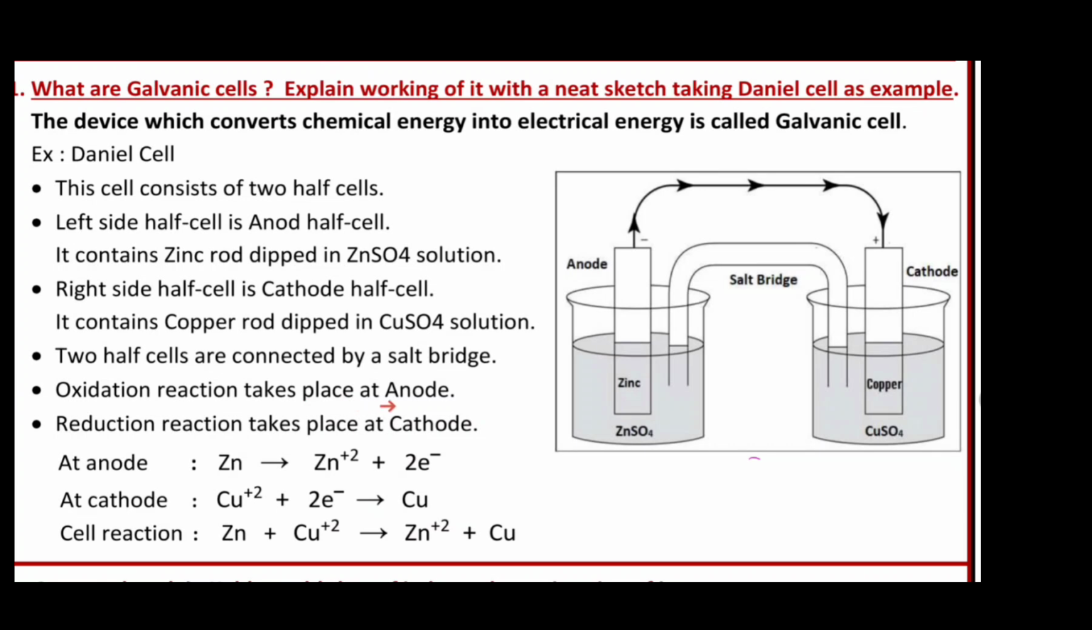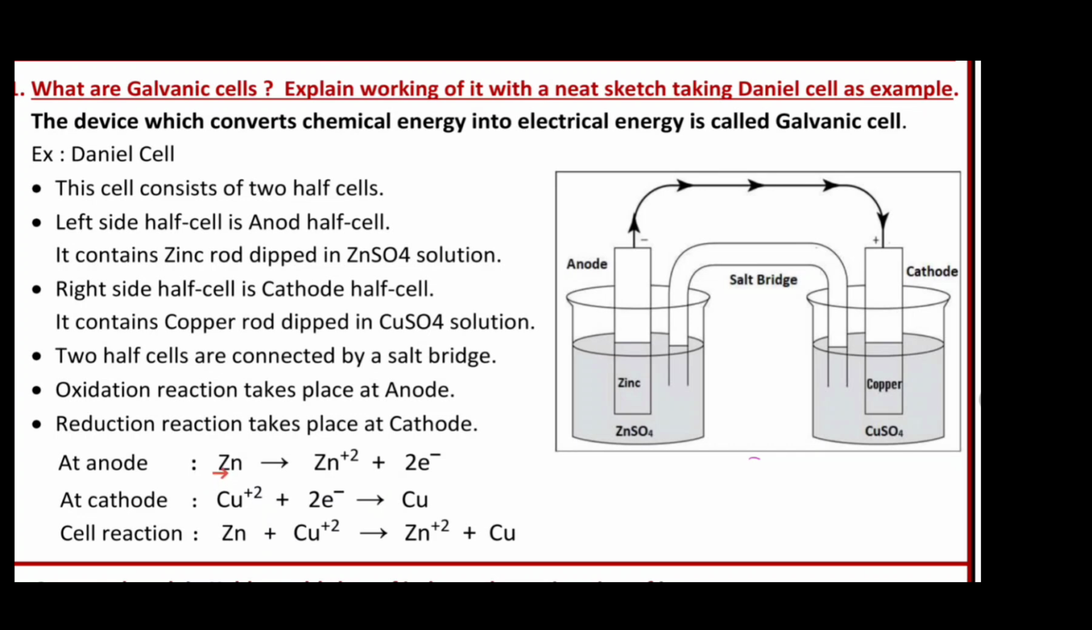Oxidation reaction takes place at anode. Reduction reaction takes place at cathode. Oxidation reaction takes place at anode, that is at zinc, and reduction reaction takes place at cathode, that is at copper. Let us see what are the oxidation and reduction reactions taking place at anode and cathode.